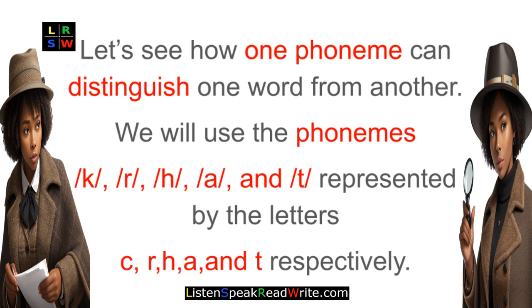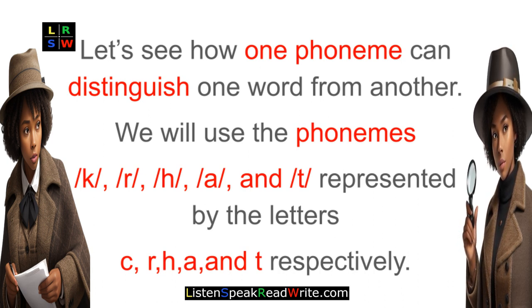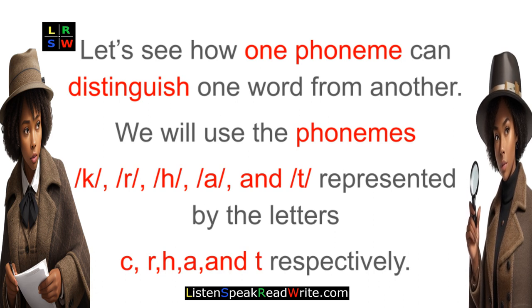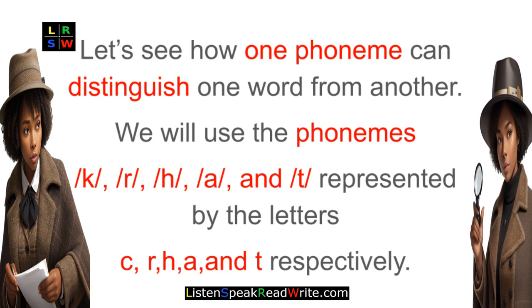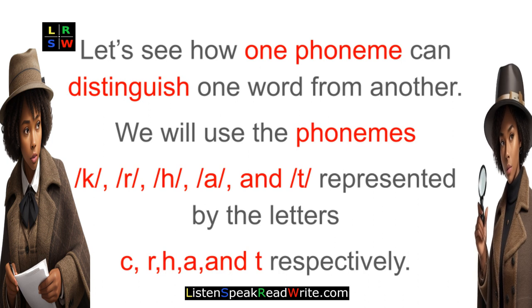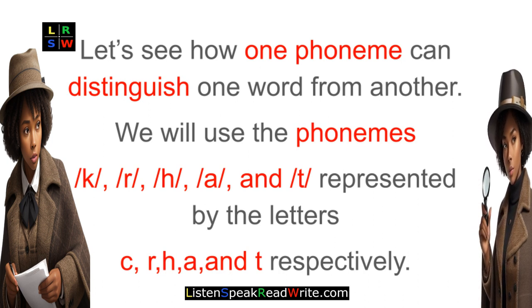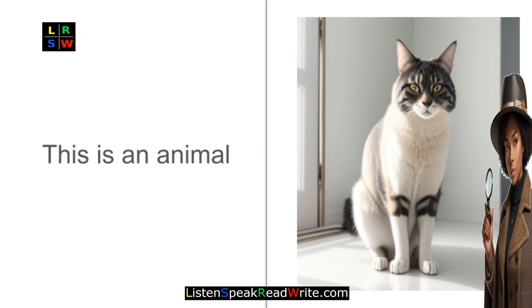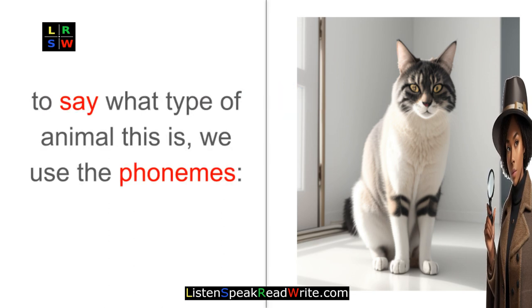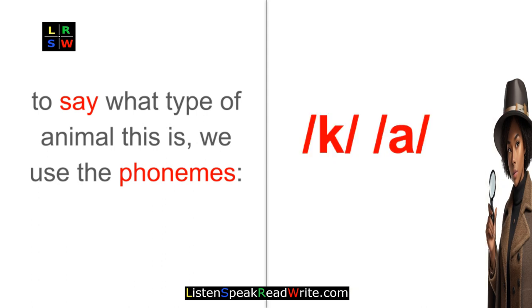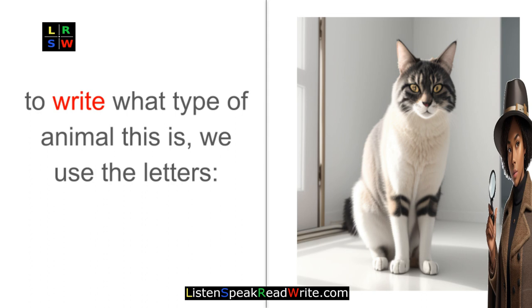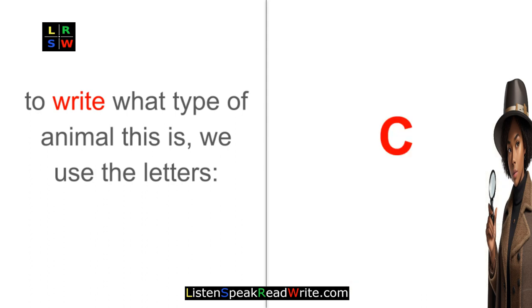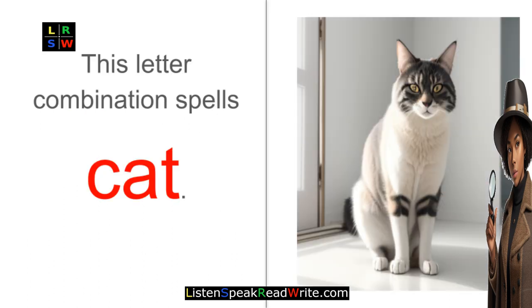Let's see how one phoneme can distinguish one word from another. We will use the phonemes k, r, h, a, and t, represented by the letters C, R, H, A, and T, respectively. This is an animal. To say what type of animal this is, we use the phonemes k, a, t. To write what type of animal this is, we use the letters C, A, T.